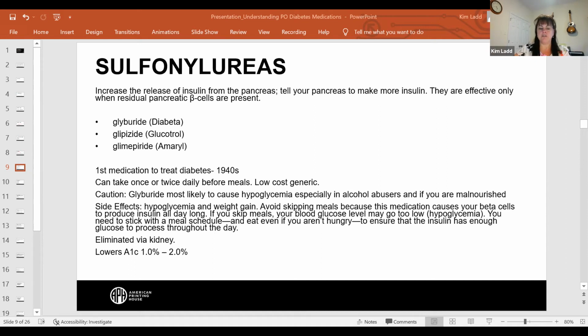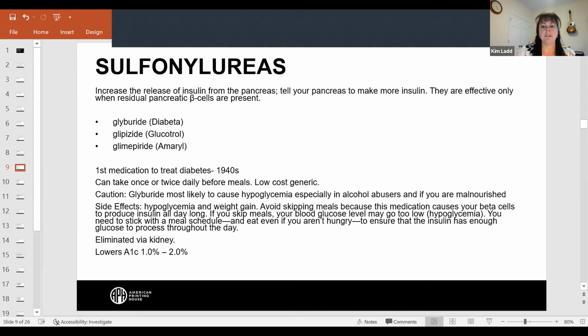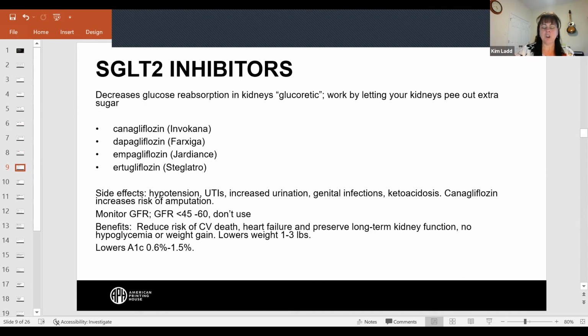So once again, if you do not have insurance or your insurance does not pay for some medications, these are also $4 or less a month or $10 for 90 days. So this is another good choice if you have some money issues. All right, the next classification, these are sort of new.